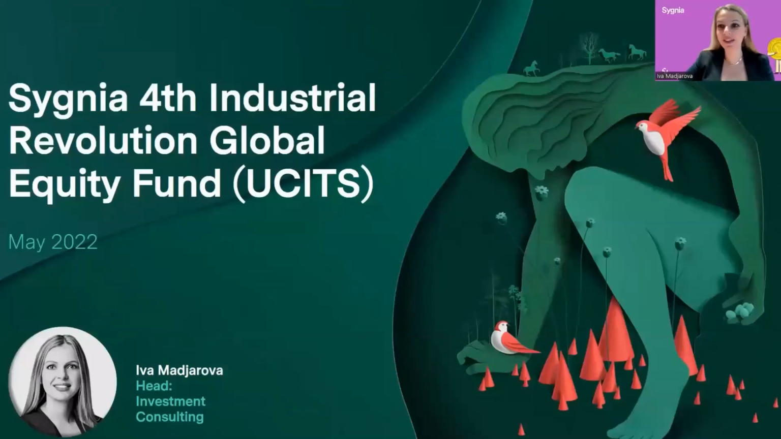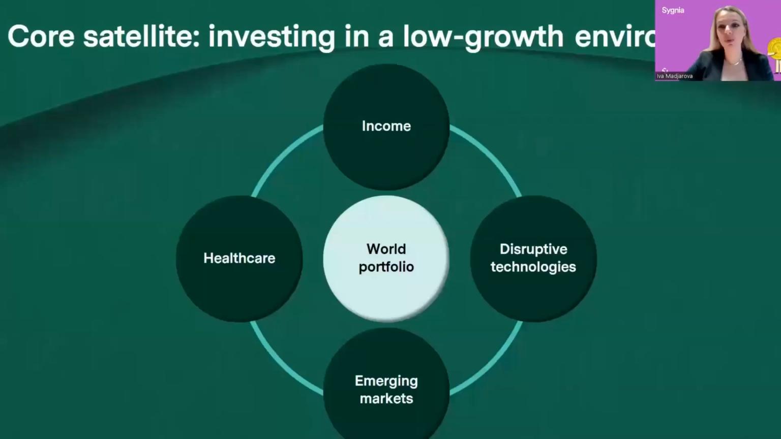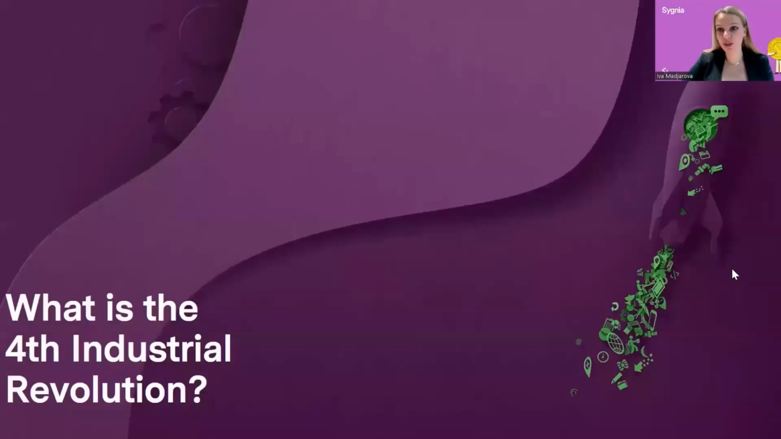Thank you for the introduction, Iain. I definitely agree that the Fourth Industrial Revolution Fund is one of the most exciting offerings out there, and we are very pleased to now be able to offer this to you as a UCITS fund. Where the Fourth Industrial Revolution Fund fits in, if you think about a well-diversified global portfolio, if you have at the core of the portfolio exposure to a broad world index, for example, and you have a number of thematic satellites, this fund fits into the disruptive technologies theme.